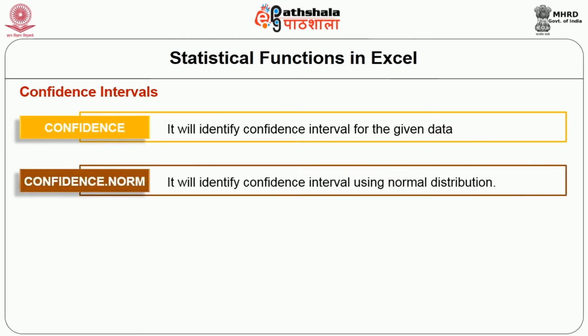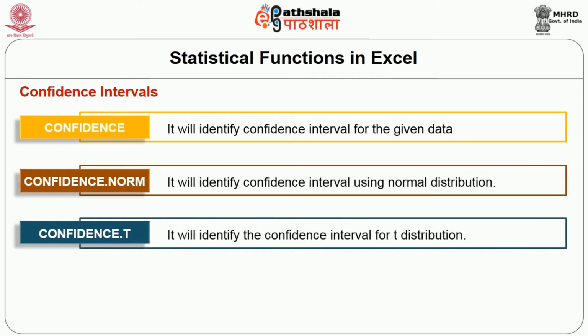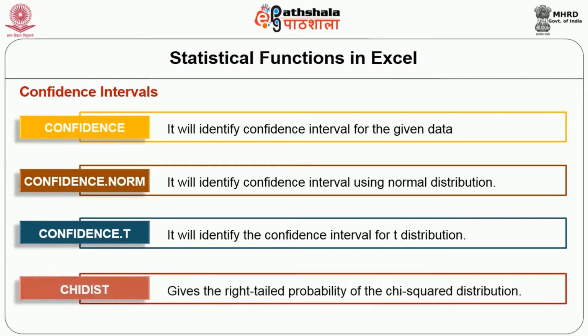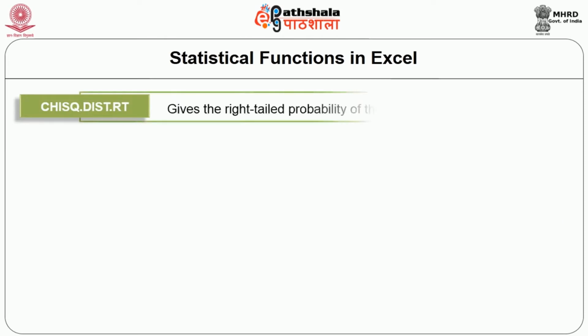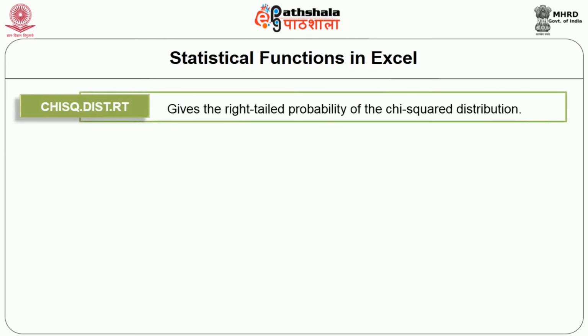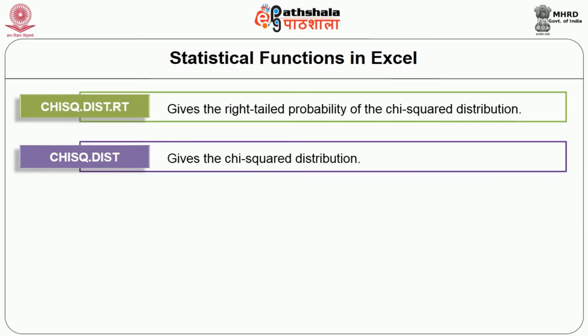CONFIDENCE.NORM will identify the confidence interval using normal distribution. CONFIDENCE.T will identify the confidence interval for t distribution. CHISQ.TEST will give the right-tailed probability of the chi-square distribution. CHISQ.DIST.RT will give the right-tailed probability of the chi-square distribution. CHISQ.DIST will give the chi-square distribution.